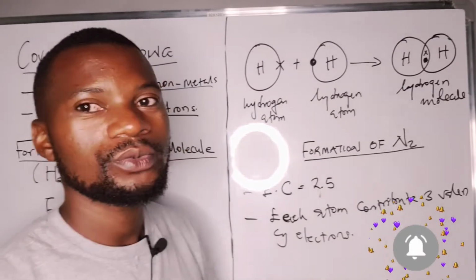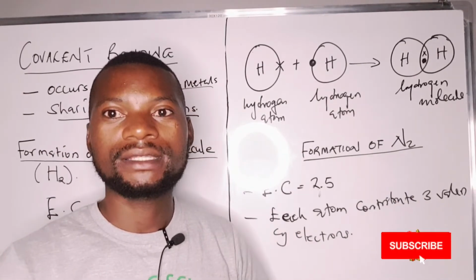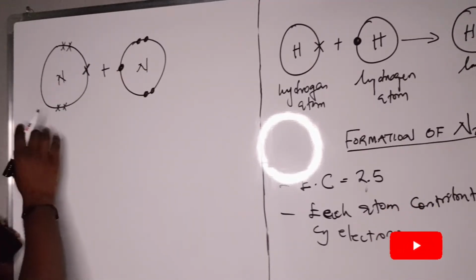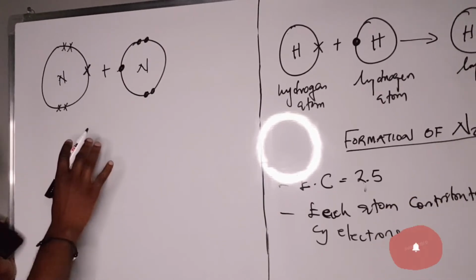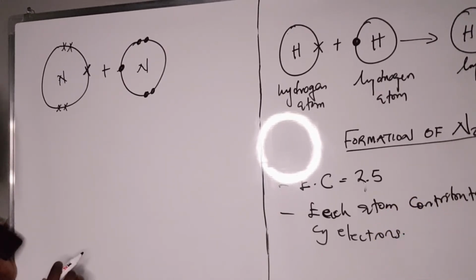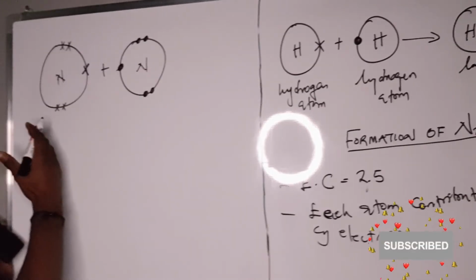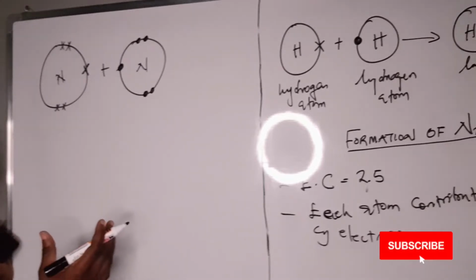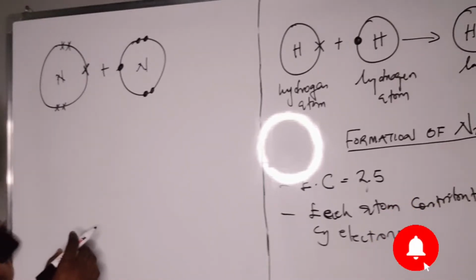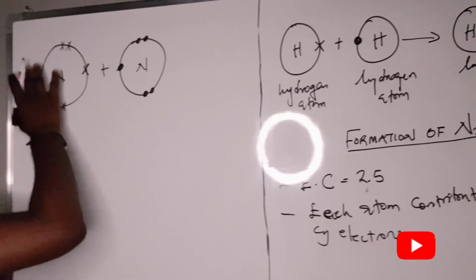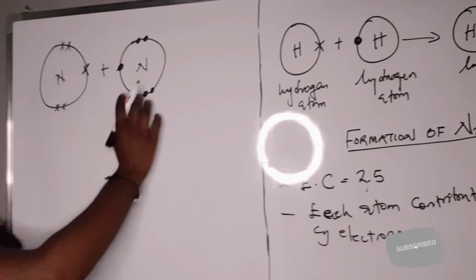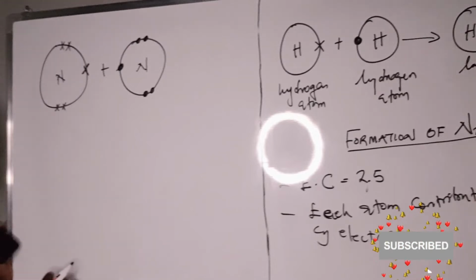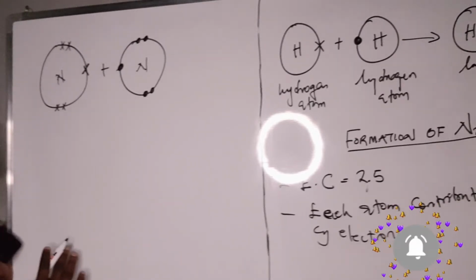So each atom will contribute 3 valence electrons. Looking at these structures that we have, we've just drawn the outermost shells for both nitrogen atoms. So we are just trying to differentiate them by putting the dot and cross. It's one way in which the two atoms can be differentiated. So we have this atom and also another atom here. So each nitrogen has got 5 valence electrons, 5 electrons in the outermost shell.